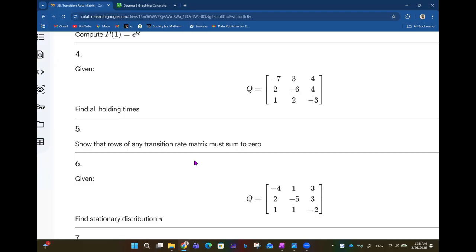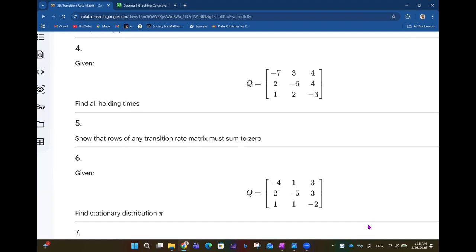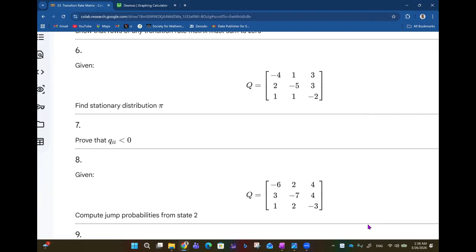Show that rows of any transition rate matrix must sum to 0. Of course, if you sum it up like that, you should get 0. So given this, now you have 4, minus 4, 1, 3, 2, minus 5, 3, 1, 1, minus 2. You want to find the stationary distribution. Of course, that's the idea of saying you have pi times Q equals 0, 0, 0. If I don't have any other question, I'll come back to do that.